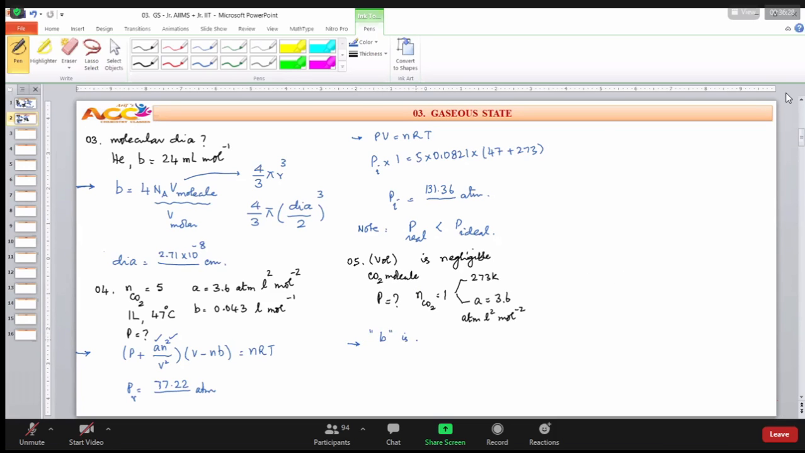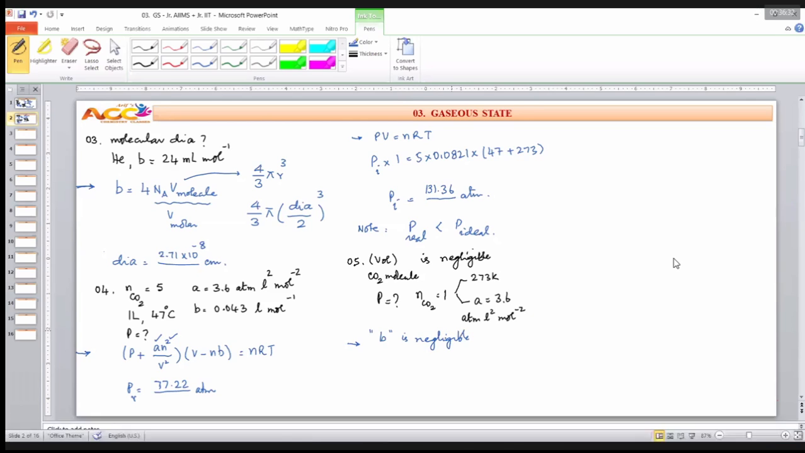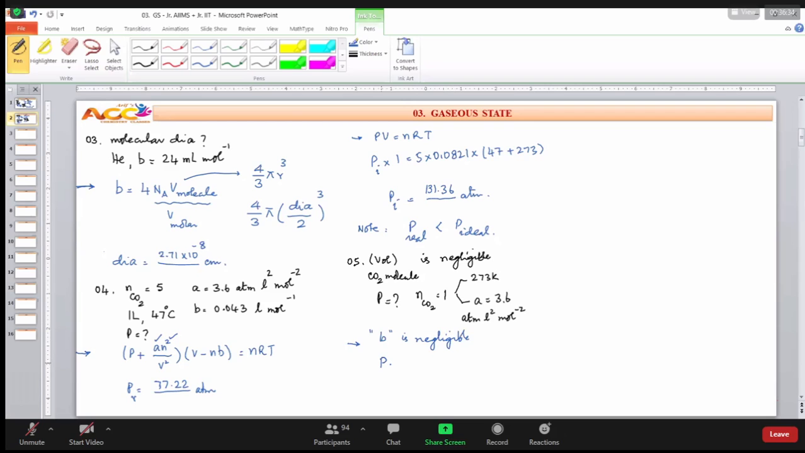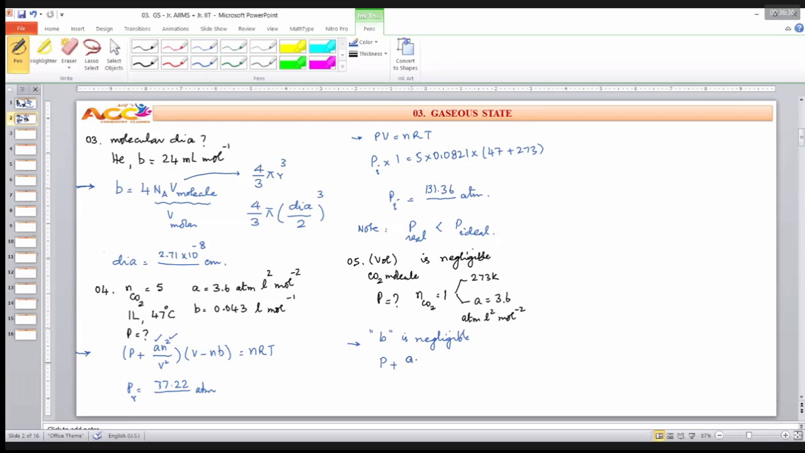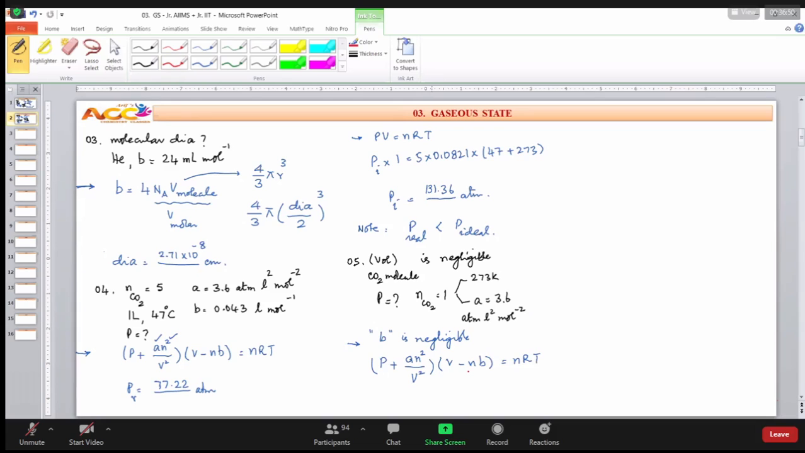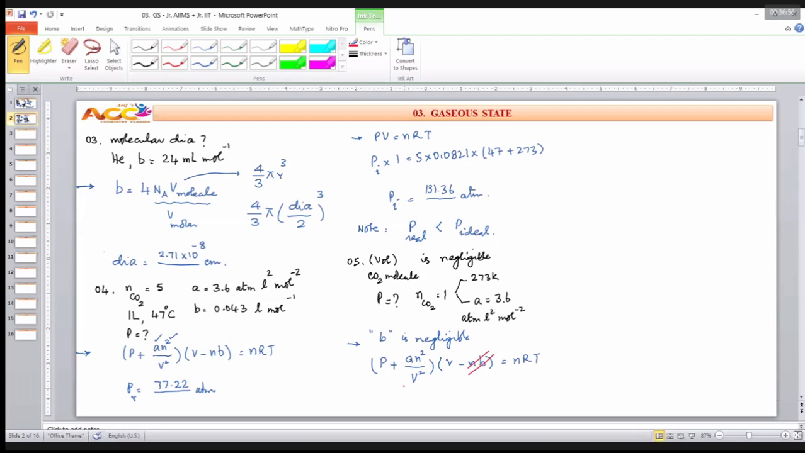The problem is over. If you are saying b is negligible, then the van der Waals equation should be written as (P + an square by V square) into (V minus nb) is equal to nRT. No sir, he is saying that the actual volume of gas molecule is negligible, therefore we have to eliminate it. Now, go ahead for calculation of the problem.